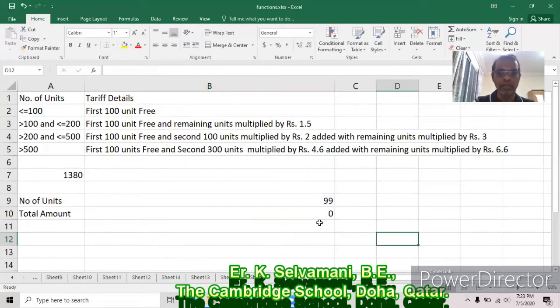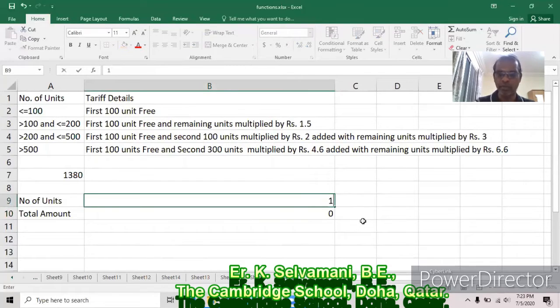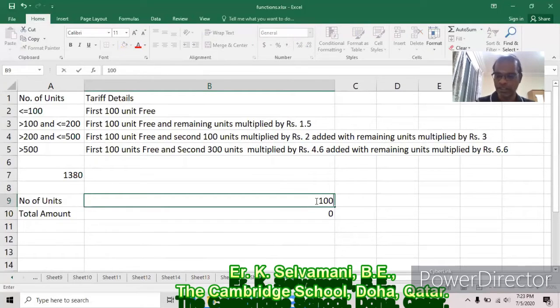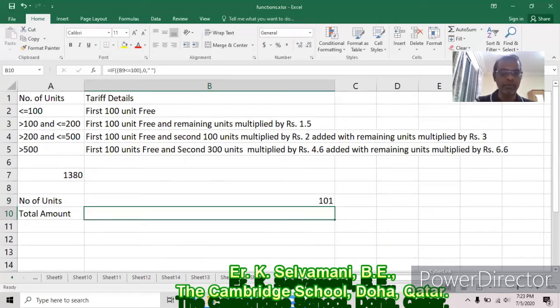What will happen here? If the number of units is 1, still 0. 10, still 0. 99, still 0. If the number of units is 100, still 0. If the number of units is 101, that is the second slot. Now we are working with only the first slot, so it is still blank. We have to do it.